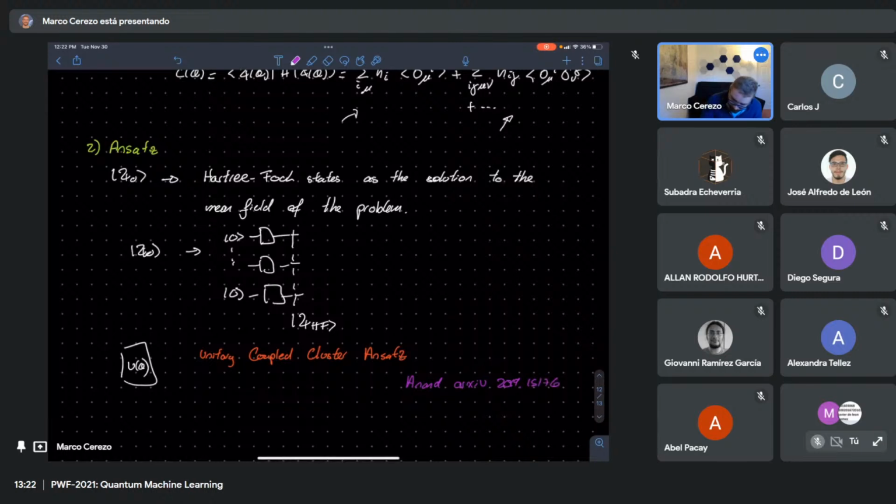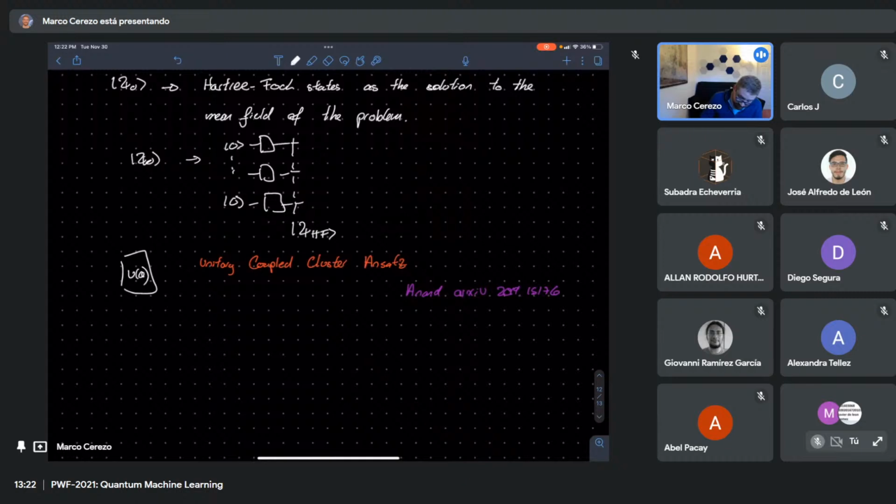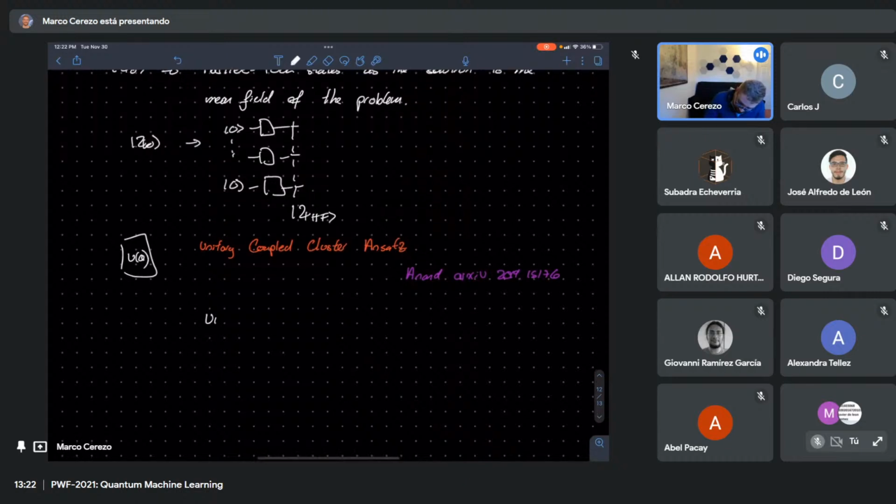15176. What this ansatz essentially does is that U of theta, and I see that there's a question from YouTube. I'm going to go to that in a second. It's essentially going to be of the form e to the T minus T dagger, where what is T? Well, T are just operators that are defined as one body and two body excitations.